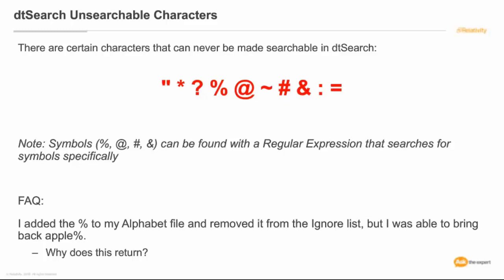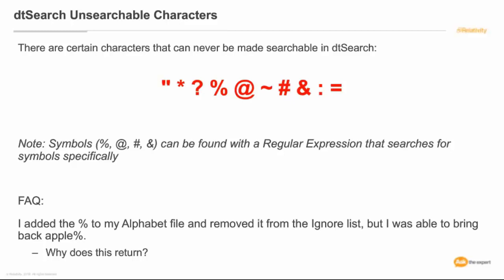I included an FAQ here. We hear this all the time where someone says, well, I added the % to my alphabet file and I removed it from the ignore list. So why was I able to bring that back? And so this is kind of one of those it just happens to work because the % is a fuzzy character. So that means it's going to be looking for anything at the end of apple that's matching in that place. And so when it's doing that, it's finding a character at that spot. It's not actually looking for the % sign.